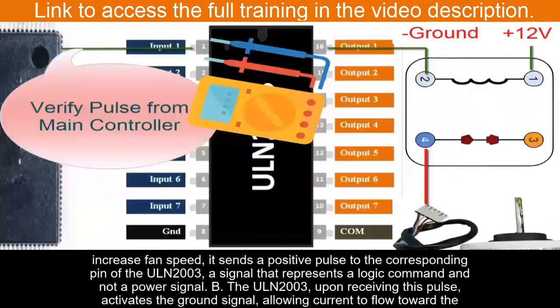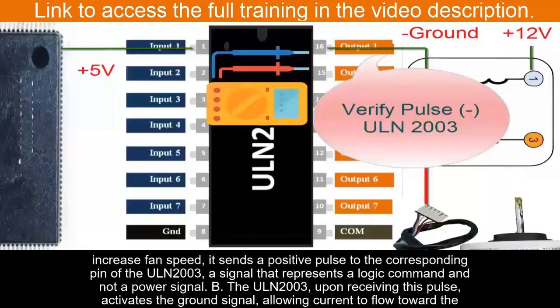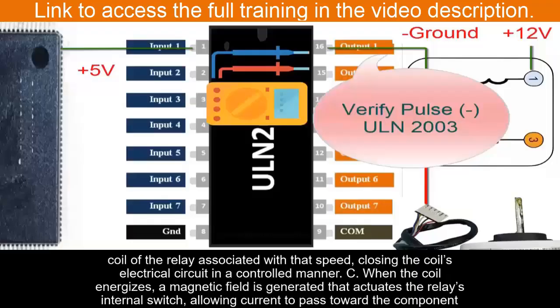A. When the main controller receives the signal from the remote control to increase fan speed, it sends a positive pulse to the corresponding pin of the ULN2003, a signal that does not have enough power to directly activate a relay, but is suitable to control a power interface circuit.